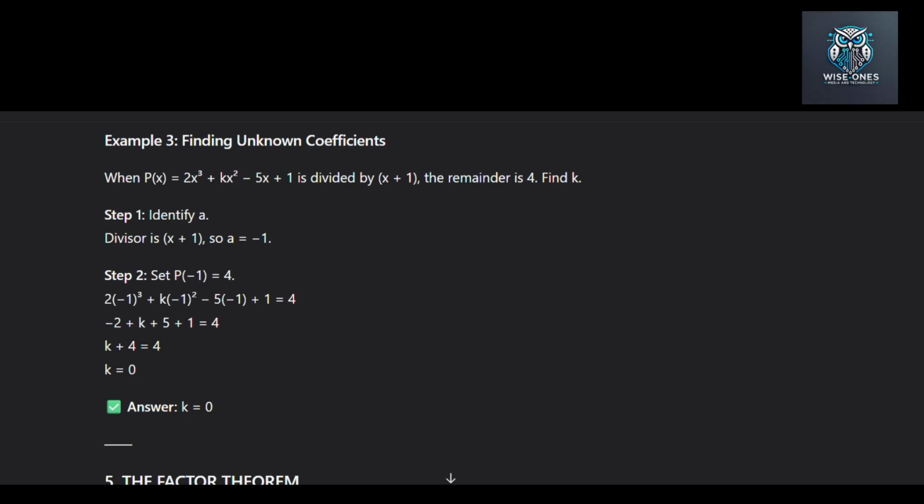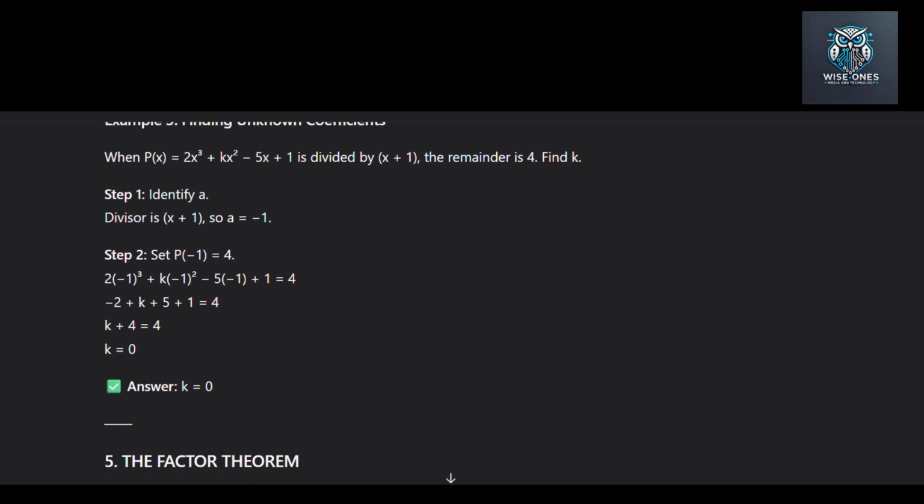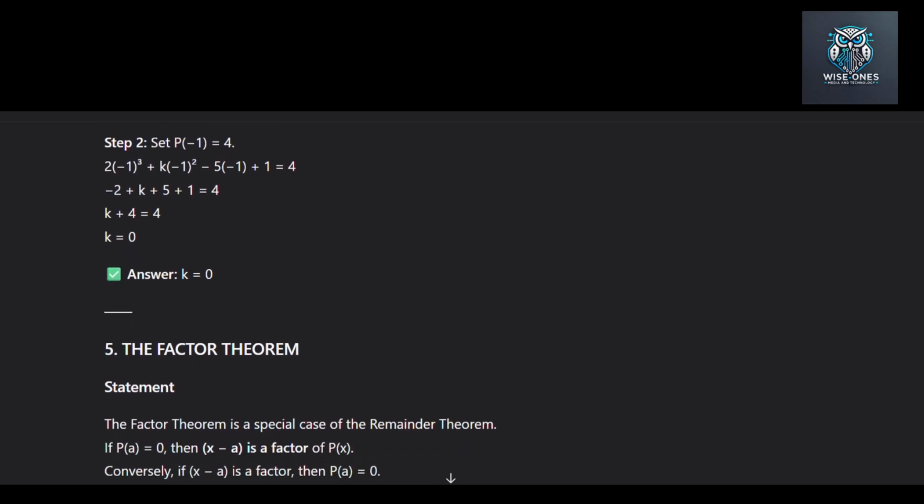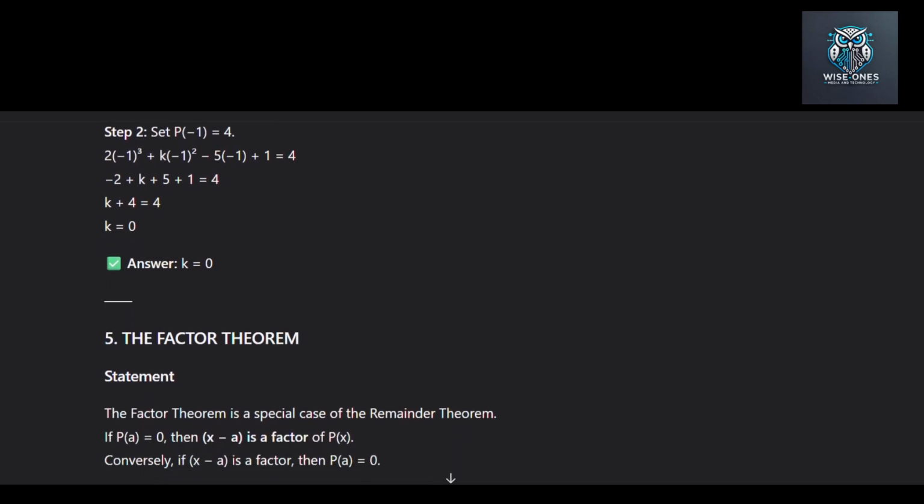Replace x with negative 1 in the function. 2 times (negative 1) cubed plus k times (negative 1) squared minus 5 times negative 1 plus 1 equals 4. Let us simplify. Negative 1 cubed is negative 1. So 2 times negative 1 is negative 2. Negative 1 squared is positive 1. So k times 1 is just k. Negative 5 times negative 1 is positive 5.